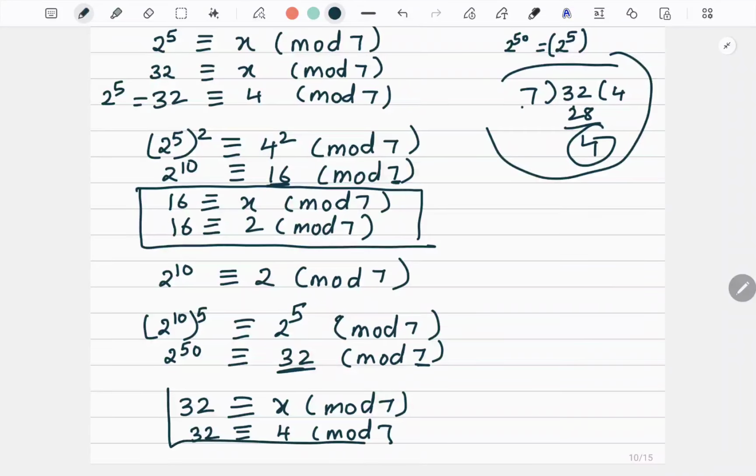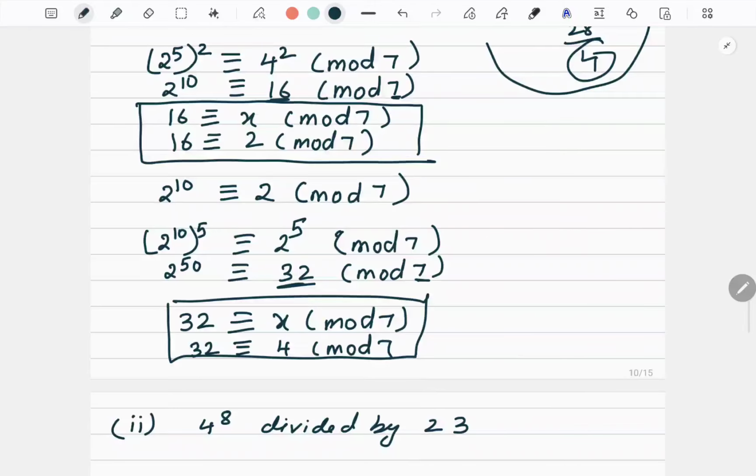So again, this is my intermediate step. Now I want to reduce 32. So now in place of 32, you can write 4. So this is same as 2 to the power 50 congruent 4 mod 7. Correct? So what is my answer? Answer is 4. Means when 2 to the power 50 is divided by 7, the remainder is 4.